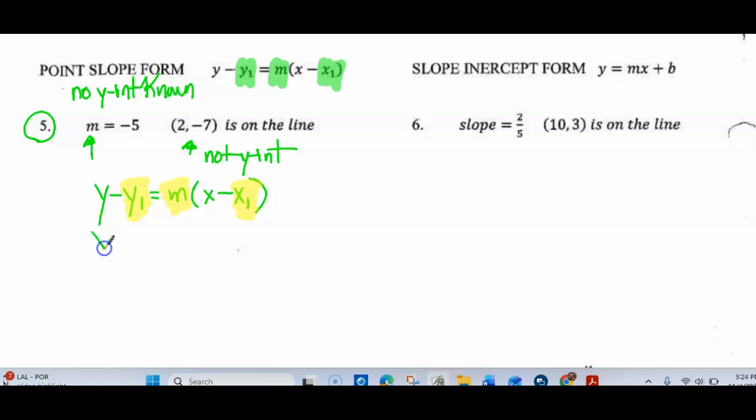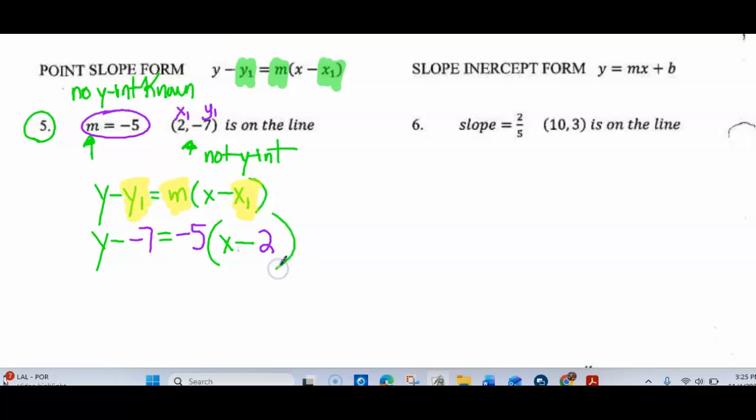So I'm going to start with y minus. Now think to yourself what you would put there. If you're not sure, I'm going to put it now. That should be -7. That's -7 because this is the y value of the ordered pair. And then you put equals the m value. The m value is -5 because right here is m. And then you put your parenthesis, x minus, and the last thing you substitute in is your 2, which we get from right here, our x1.